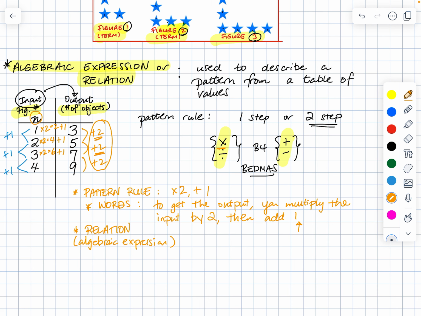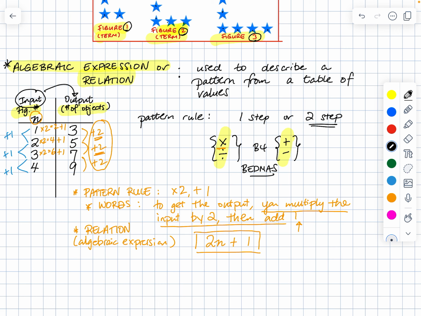So it actually ties nicely to what you were dealing with earlier in the unit, where you write a sentence expressing what the algebraic expression means in words. So you multiply the input by 2 to get the output, then you add 1. We know that the input is assigned n as our variable. So you're going to multiply the input by 2, so that's 2n, and then you're going to add 1. So that is the algebraic expression or relation for this table of values.